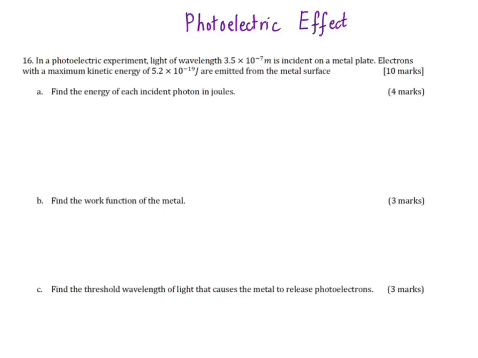In this video, we are going to look at some problems on photoelectric effect. In a photoelectric experiment, light of wavelength 3.5 times 10 to the negative 7 meter is incident on a metal plate. So that's our lambda. Electrons with a maximum kinetic energy 5.2 times 10 to the negative 19 joules are emitted. That's Ke max. Find the energy of each incident photon in joules.